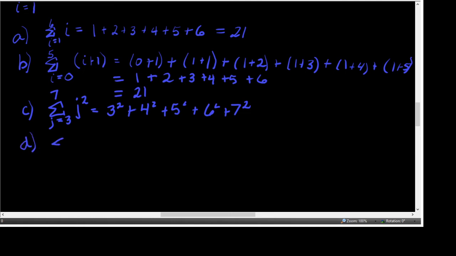The formula is sigma with an index of j, starting with a lower bound of 1 and an upper bound of 5. The formula this time is 1 divided by the square root of j. So this is 1 over the square root of 1 plus 1 over the square root of 2 plus 1 over the square root of 3, etc. And of course this is simplifiable.